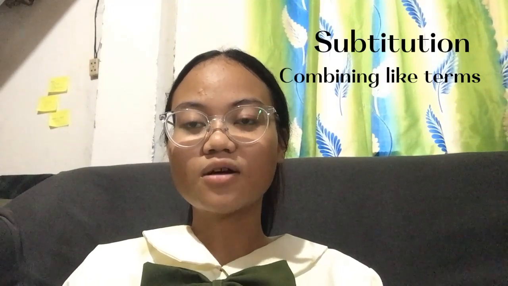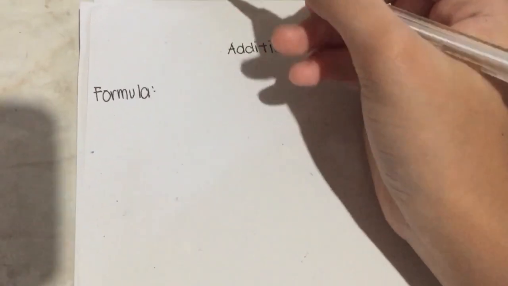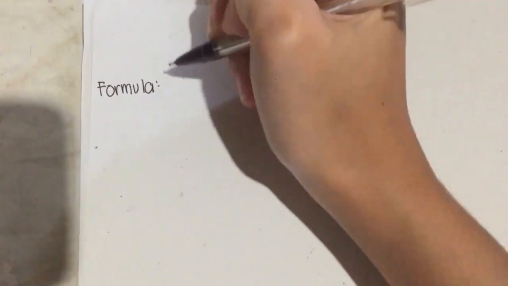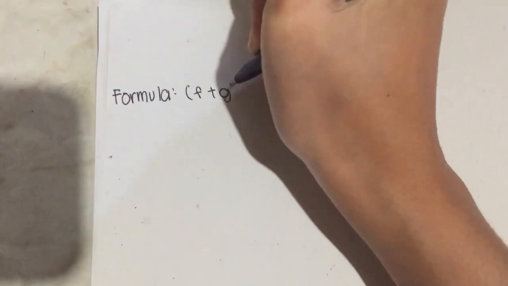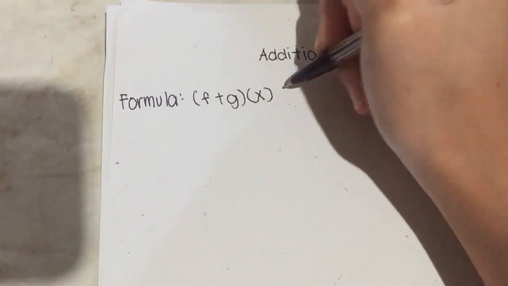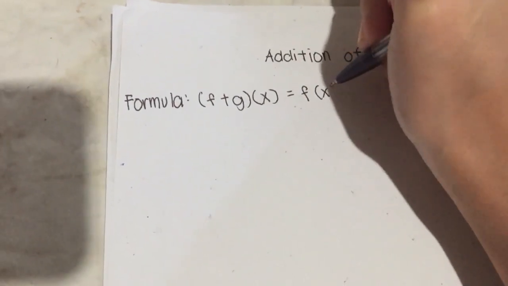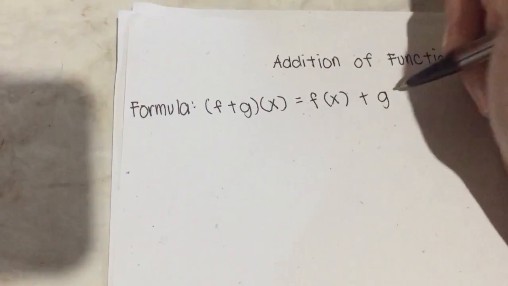In today's video, I'm going to teach you how to solve addition of functions. For you to solve the addition of functions, you need to know the three basic steps, and that is substitution, combining like terms, and simplifying. Now that we know the three basic steps, let's proceed to this equation. The formula in solving addition of functions is the function f plus the function g of x is equal to f of x plus g of x.